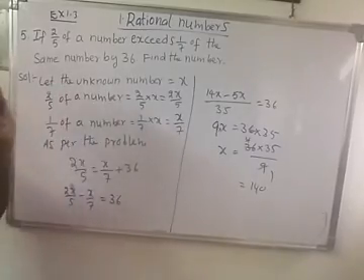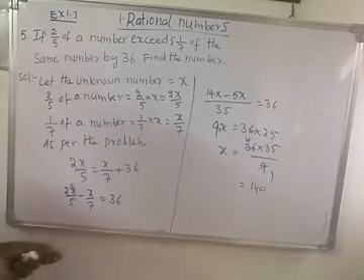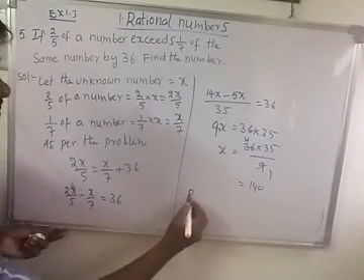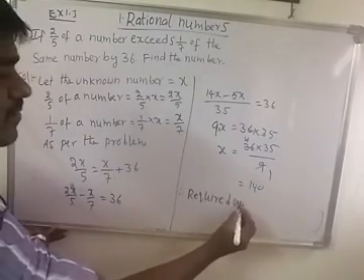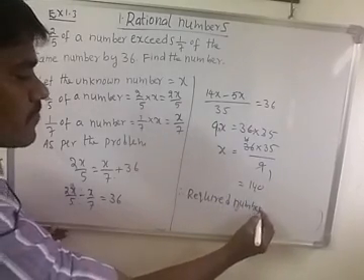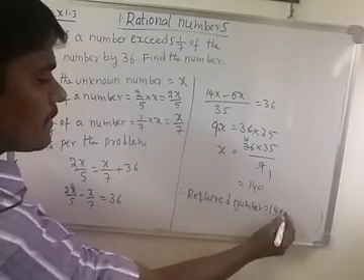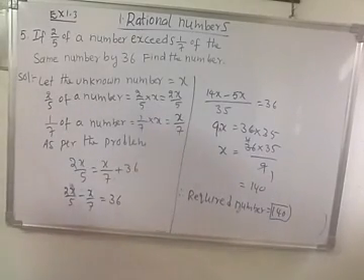What is the x? So the required number, that is the unknown number. Unknown number is x. Therefore the required number is equal to how much only? 140. Okay, right. Next, sixth problem.